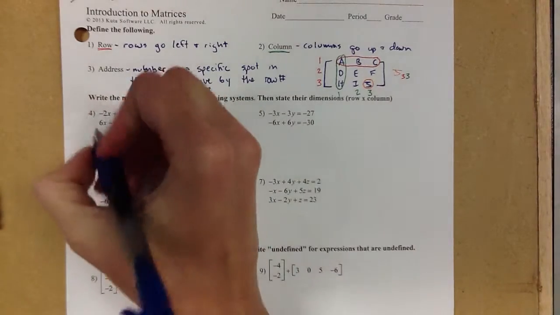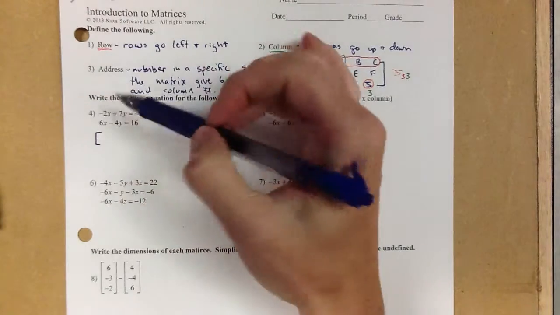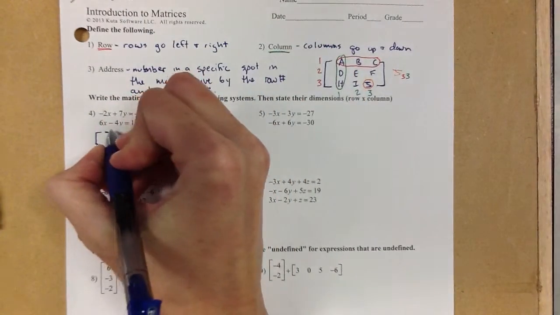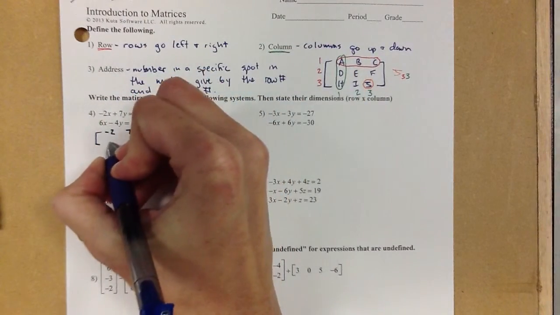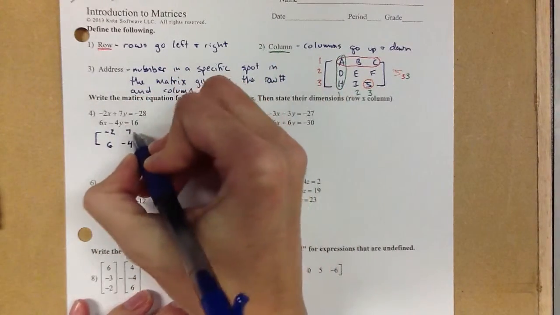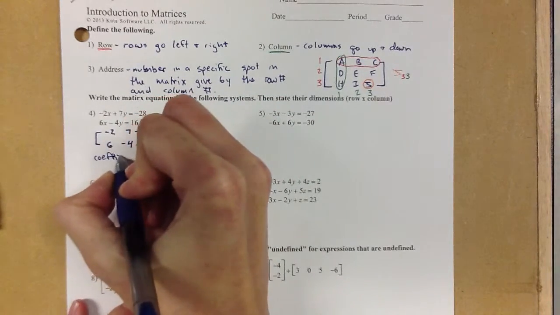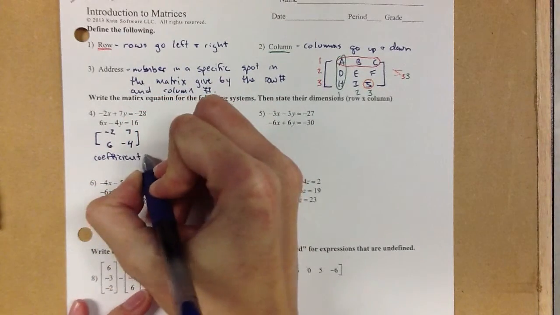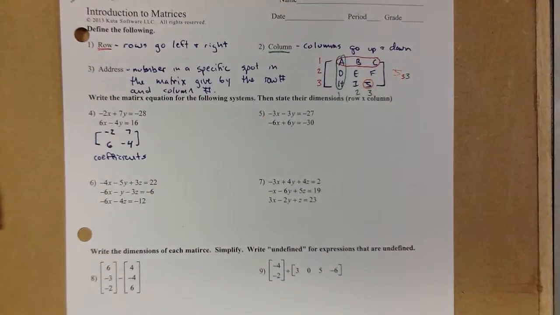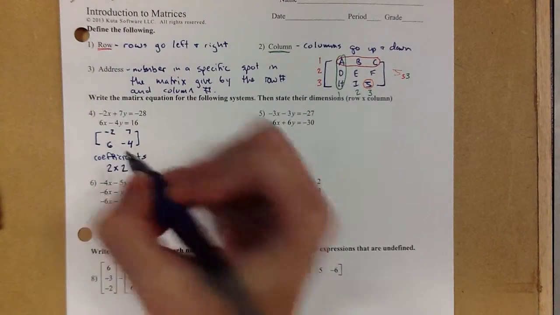Okay? So the first one we have is coefficients. So for this matrix here, my coefficients are -2, 7, 6, and -4. Okay? Those are your coefficients. And when it says write the dimensions, it's the row by the column. How many rows are there? How many columns are there? 2. So you have a 2 by 2.